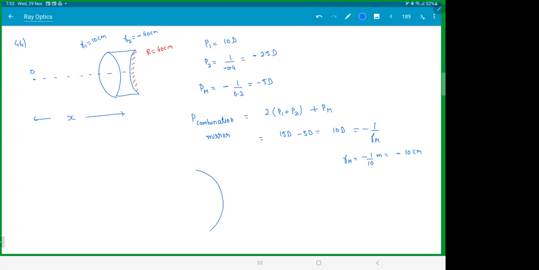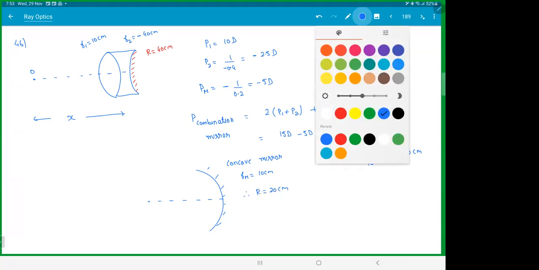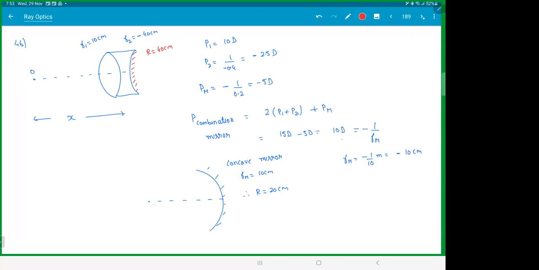That means this whole setup is behaving like a concave mirror. That's the meaning of negative focal length. Suppose focal length is 10 centimeters. Therefore, radius is 20 centimeters. So the object is at the center. So this entire combination should think the object should be at the center. Then the image will be at the same place.